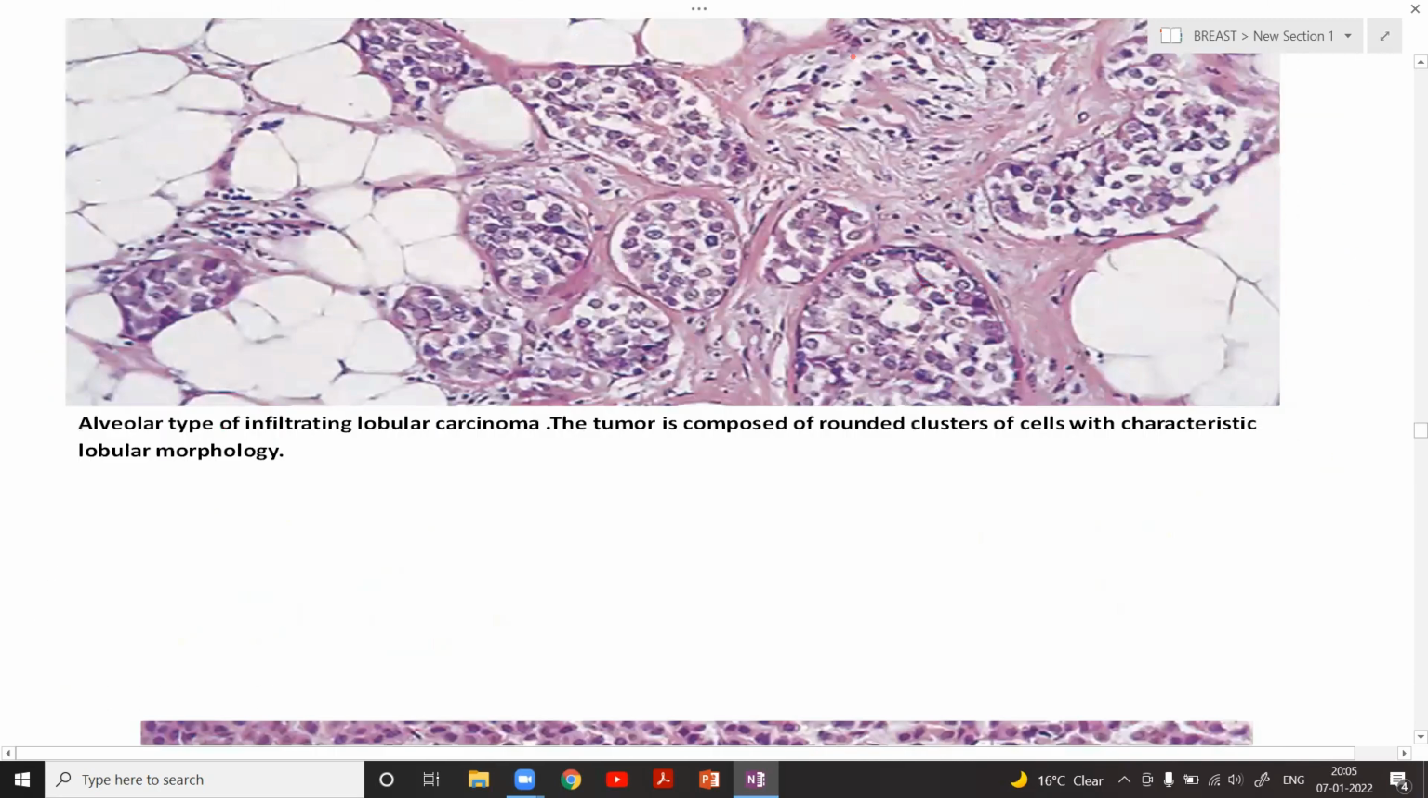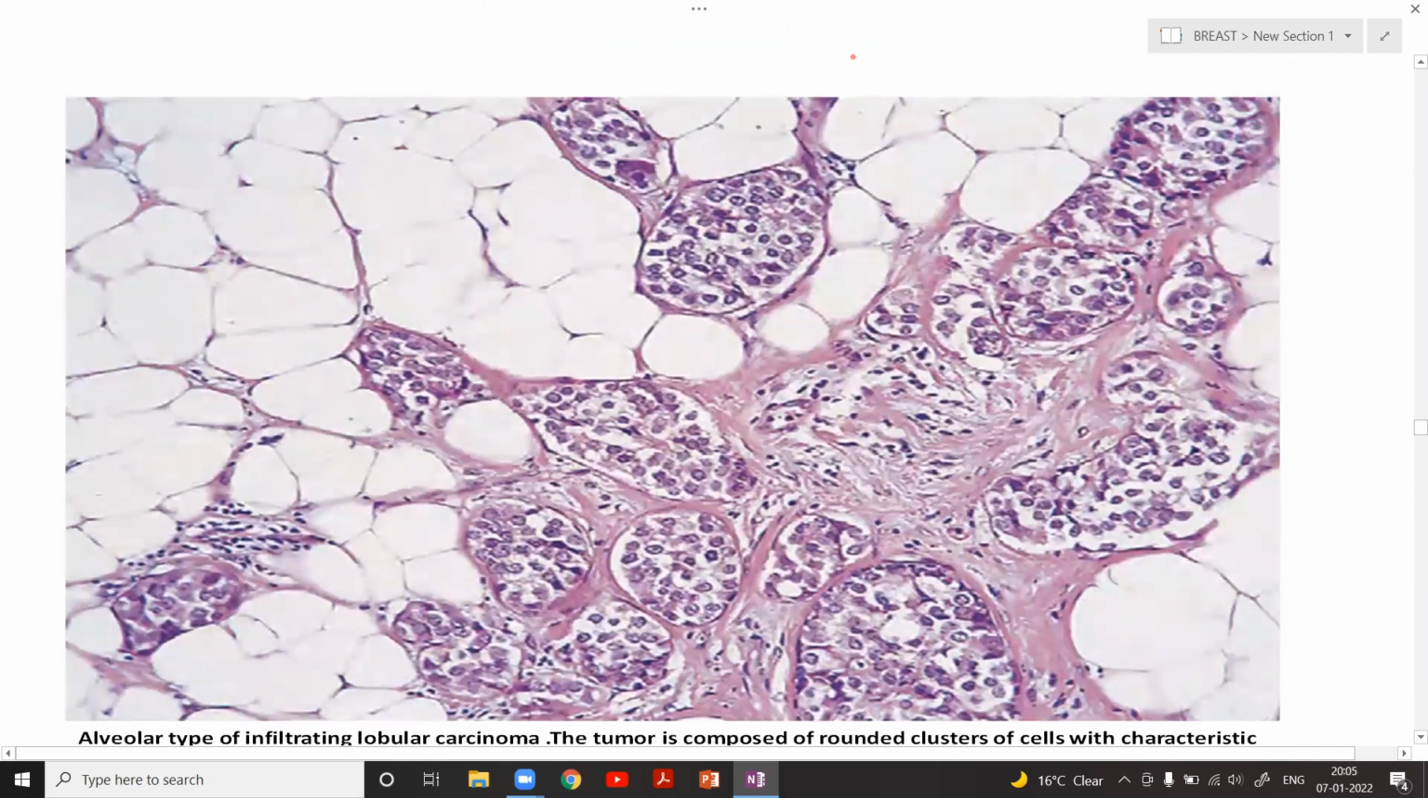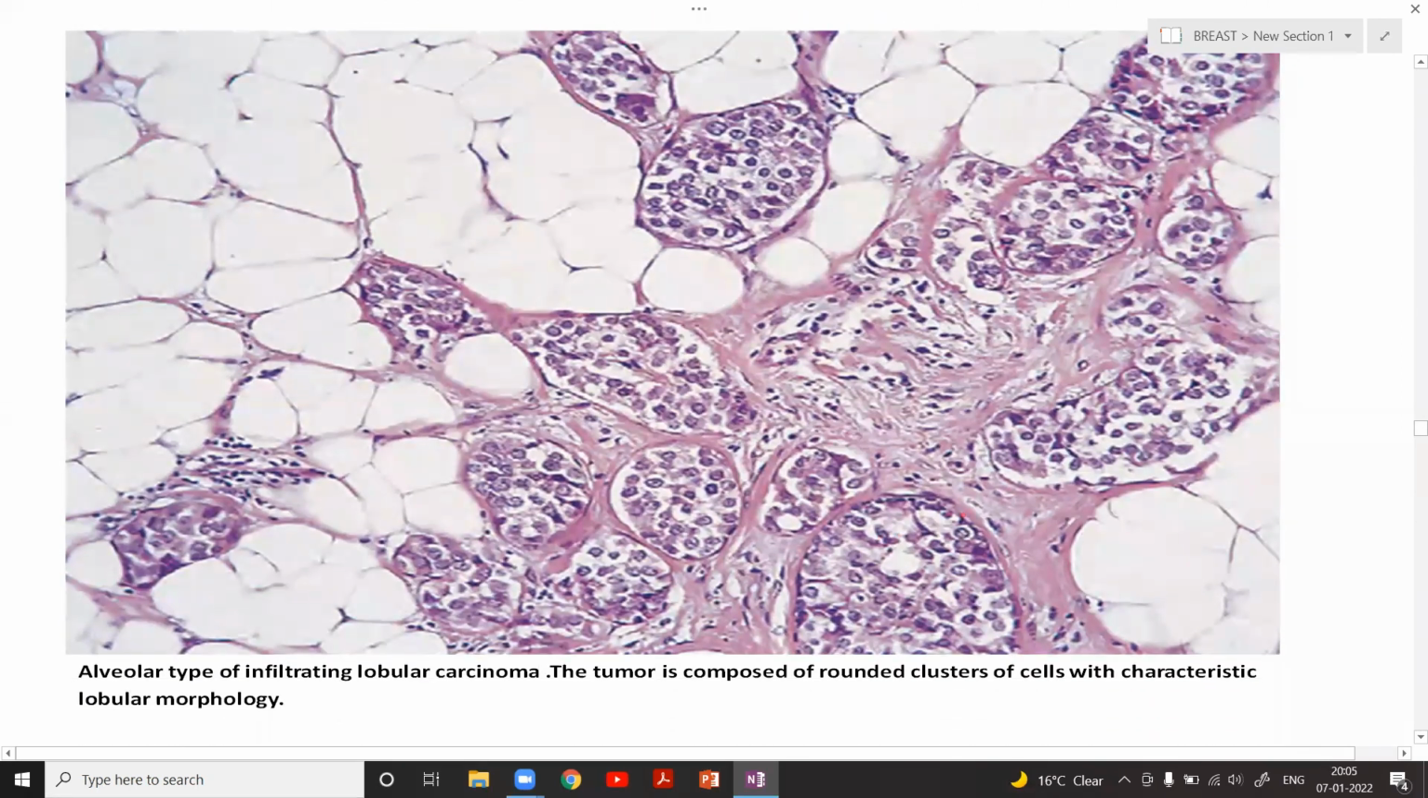Okay, so this is not the trabecular variant. I think the trabecular variant is not shown. Anyways, this is another variant of lobular carcinoma of the breast. This is called the alveolar pattern. Why? The cells are growing in nests or alveoli.